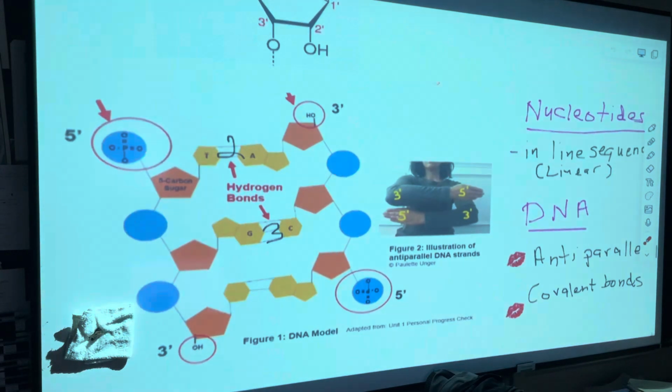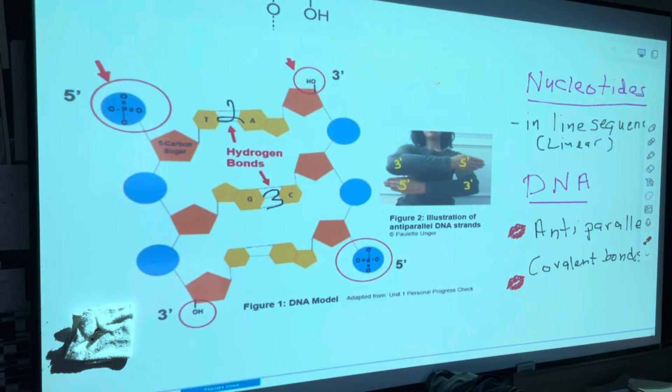And so nucleotides are always in a linear sequence. That means they're always in a line. So one half of the DNA is always linear. It's in a line. And it's got to be in a certain order. Remember, this is like a code. I want you to think of DNA as a code. And it has to be written in a certain way if you want to get a certain outcome. In the case of human beings, it's got to be written in a certain way. If you want a cat, you got to write it in another certain way.